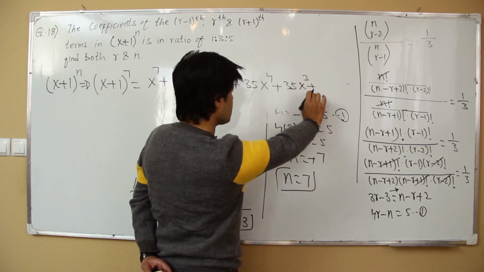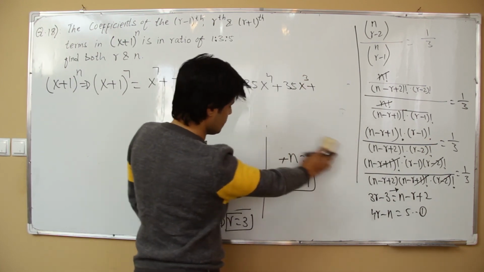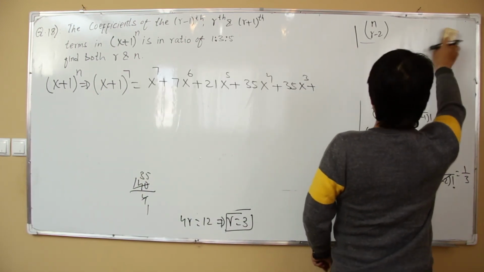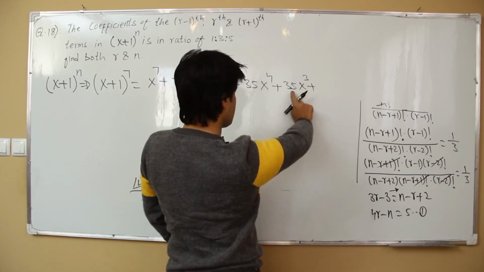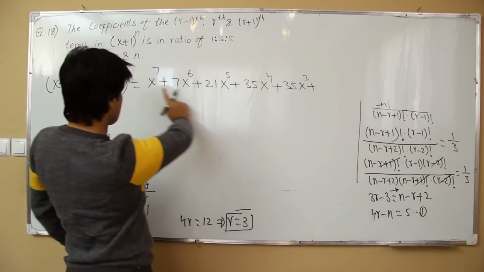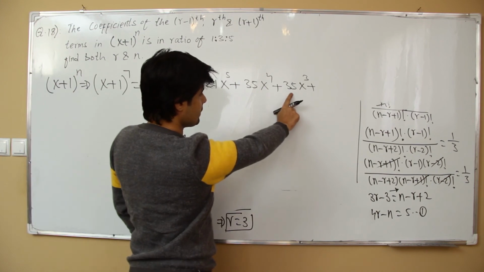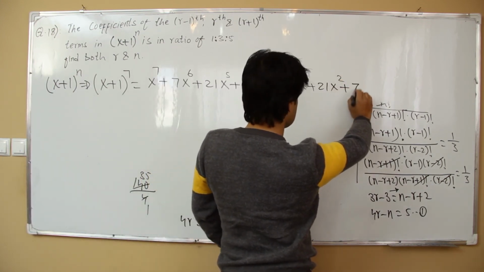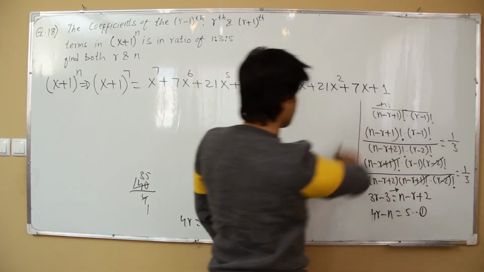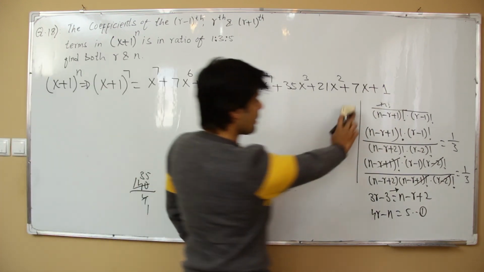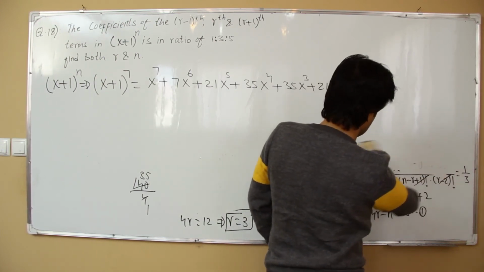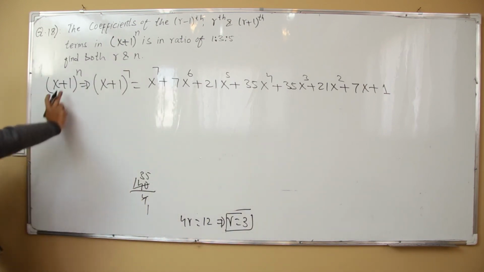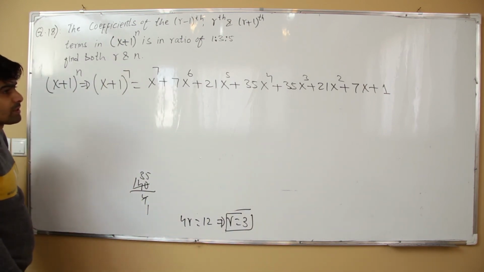x cubed plus, what is the next term? The next term is 3 times this one, 105. How many times do we have? 1, second, third, 4, 5, divided by 5, it is 21 x square plus 7x plus 1. This is the expansion of what? This is the expansion of x plus 1 raised to the power 7.